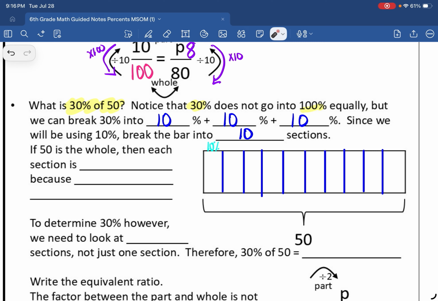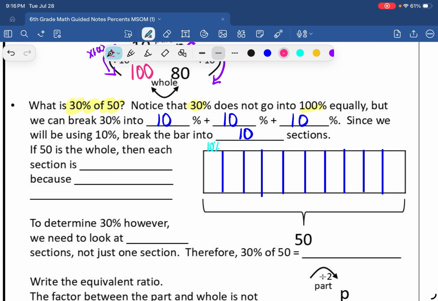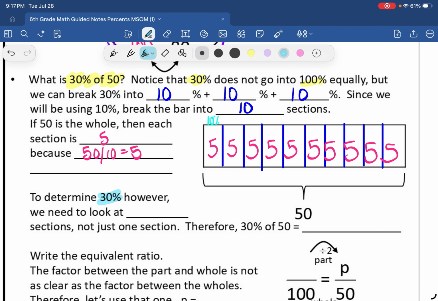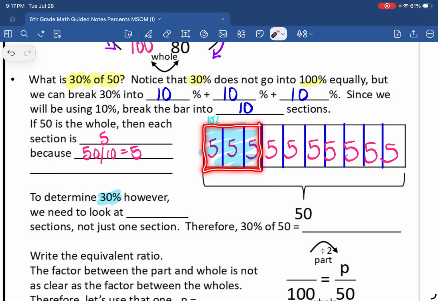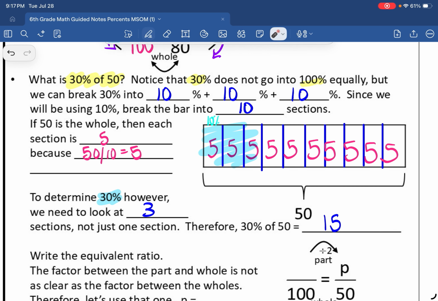Now, if 50 is the whole, I've got to divide 50 into 10 sections. So 50 divided by 10 is 5. Each of those sections will be 5. To determine 30%, however, we need to look at 3 sections because remember each of these is 10%. So 10, 20, 30, that would be 3 sections. Therefore, 30% of 50 will be 15, because I have 5 plus 5 plus 5, 15.